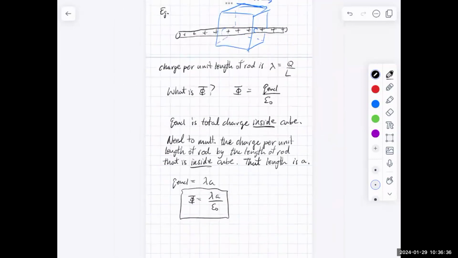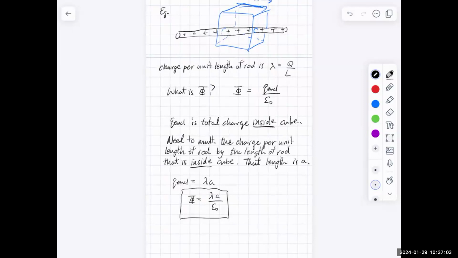We could do other tricky things. We could say, well, what if the rod was aligned so that it went kitty corner, from one corner diagonally across to the opposite corner? Then all you'd have to do is find the length of that diagonal of the cube, and you would take lambda times the length of that diagonal as Q enclosed, divided by epsilon naught. That would be the flux.